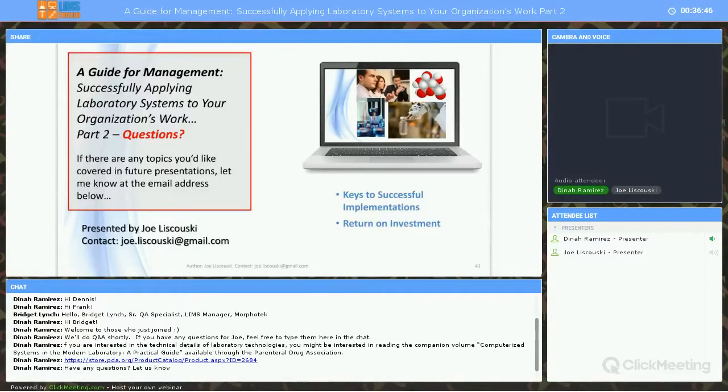Very interesting. Seems like a lot to consider there. Now, many of your comments seem to apply to regulated labs. What about non-regulated laboratories? Can you tell us a little bit more about that?